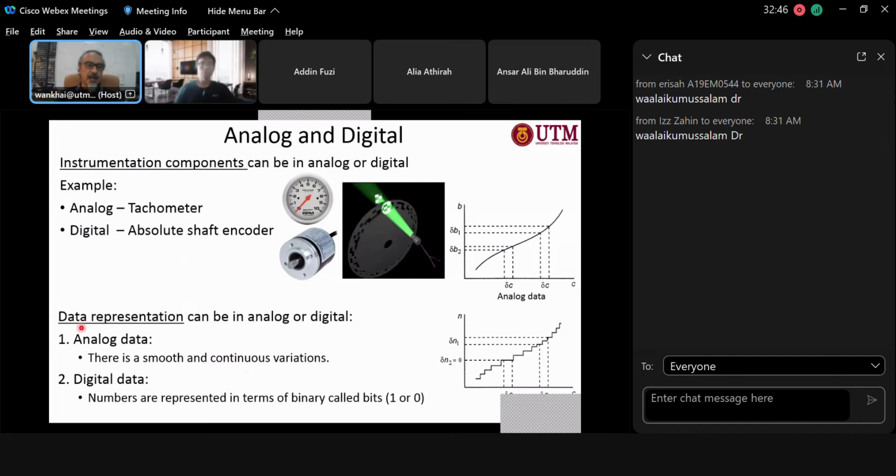Data representation may be analog or digital. In analog data, there is a smooth and continuous variation. And in digital data, numbers are represented in terms of binary bits, 1 and 0.